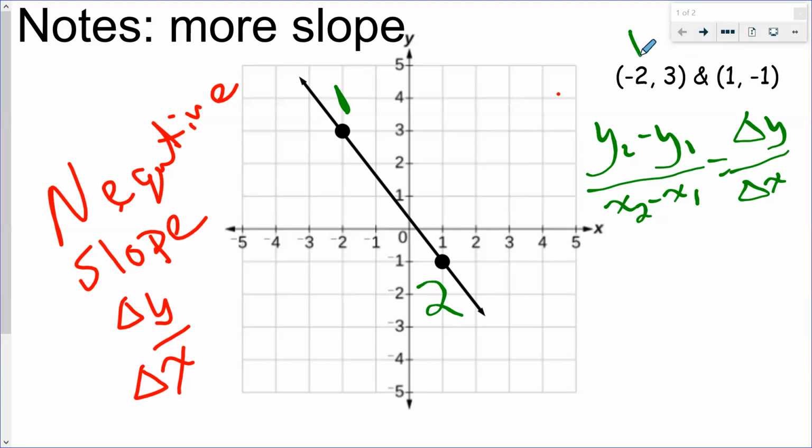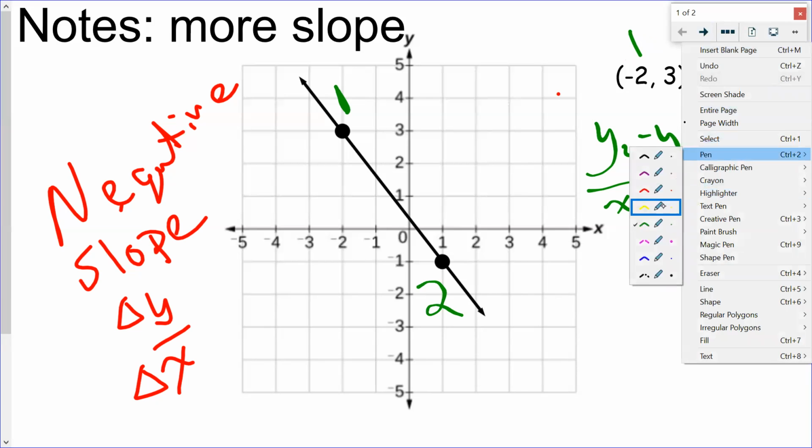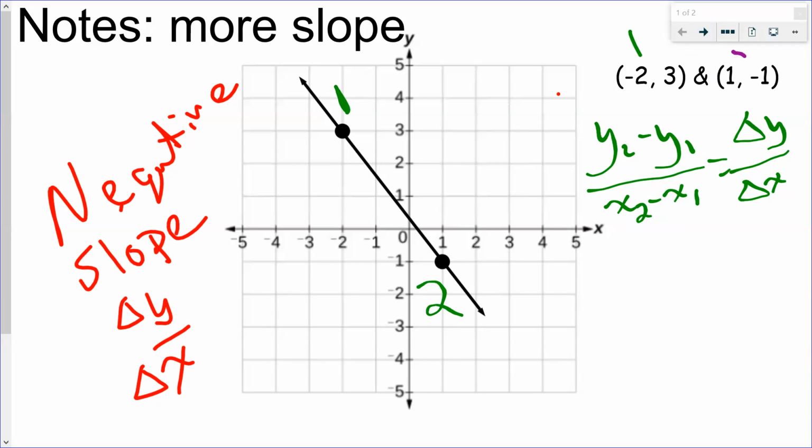So right here we got point 1, and then we also have point 2. So that means we can plug things in. Well, the y2 is the y value of point 2, which is -1. Then we're going to do minus y1. What's the y value on point 1? It's 3. And then all over x2. So it's all just substitution. The x value on point 2 is 1, and then minus the x value on point 1, which is -2.